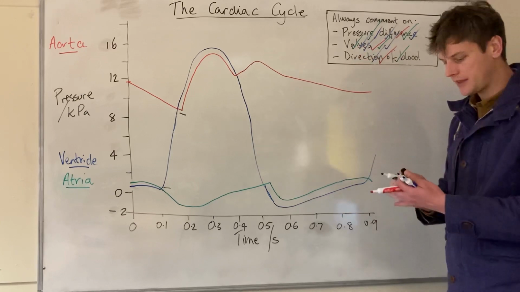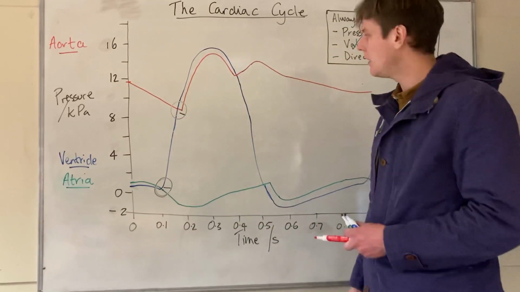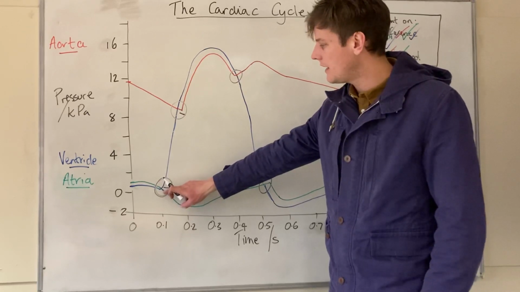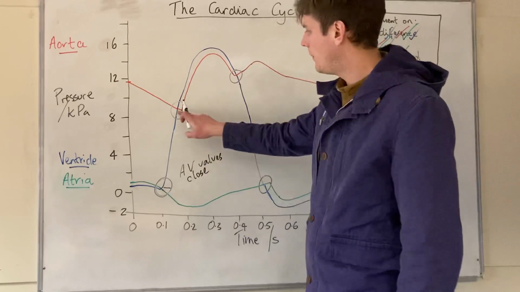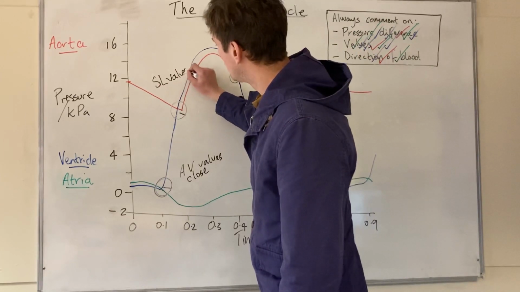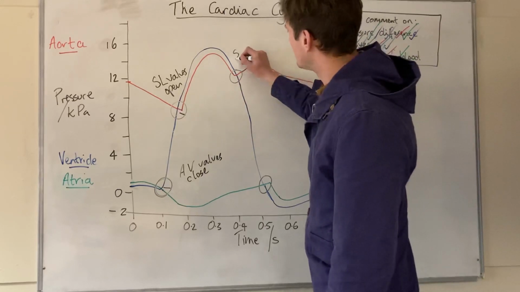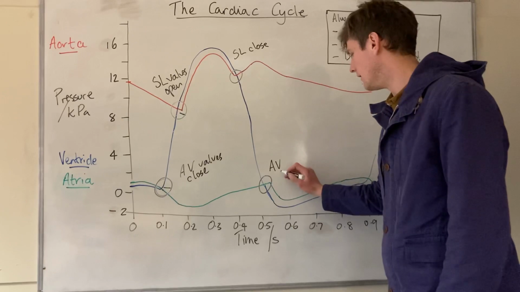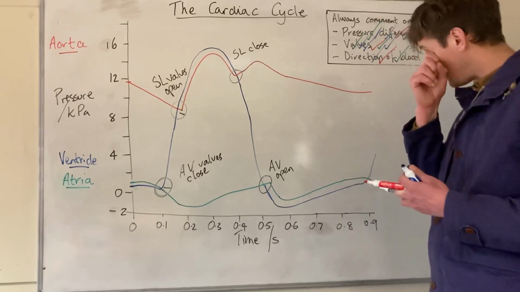Always consider the valves. Another thing to note is each time we get a crossover of two lines, something has happened at a valve. Okay? So, here where the pressure in the ventricle becomes greater than the atria, the AV valves must close. Here where the pressure in the ventricle becomes greater than the aorta, the semilunar valves must open. And then the opposite later. So here, aorta greater than the ventricle, so the semilunar valves will close. Here, the atria greater than the ventricle, the AV valves open.